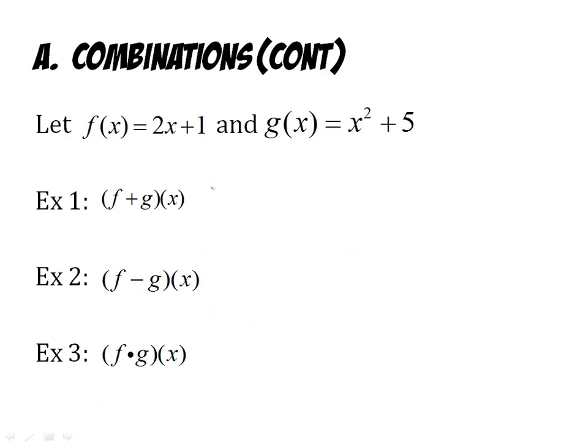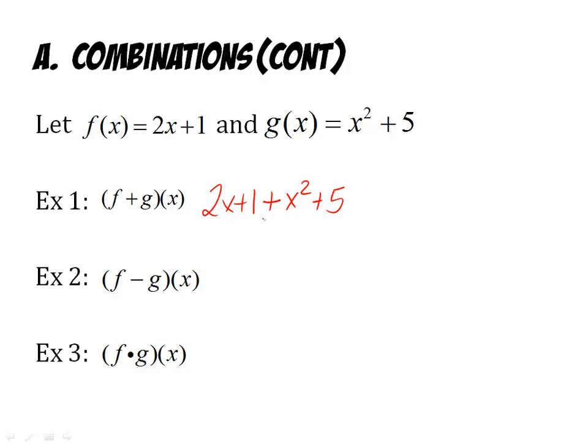Okay, so let's do this. Here's our two equations. f of x is 2x plus 1. g of x is x squared plus 5. The first is to find the sum, f plus g of x. So I take 2x plus 1, and I add the second function, x squared plus 5. There's f of x, here's g of x.